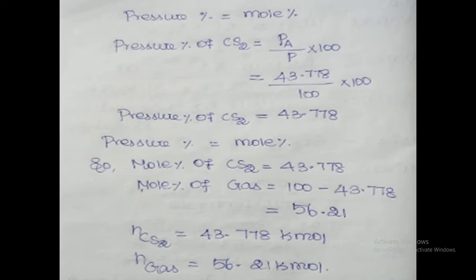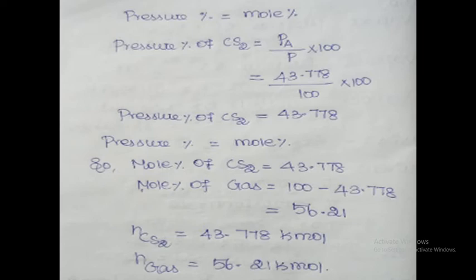Another component means 100 minus 43.778. Finally we get 56.21. This is the mole percentage of the other component, the gas. Are you clear or not? Okay. So already you know the concept, mole percentages are directly taken as kilomoles.